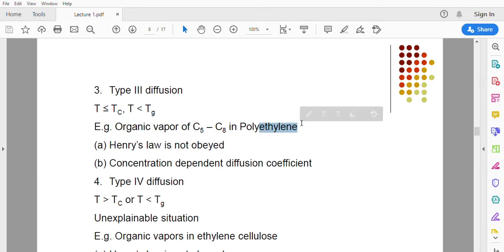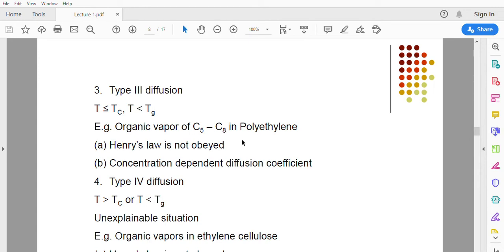The glass transition of polyethylene is generally below the environment temperature. So suppose you want to separate the organic vapor by using the polycarbonate polymer. The Tg of polycarbonate is well above the atmospheric temperature. At this condition, Henry's law cannot be obeyed, and the diffusion coefficient will be concentration dependent.